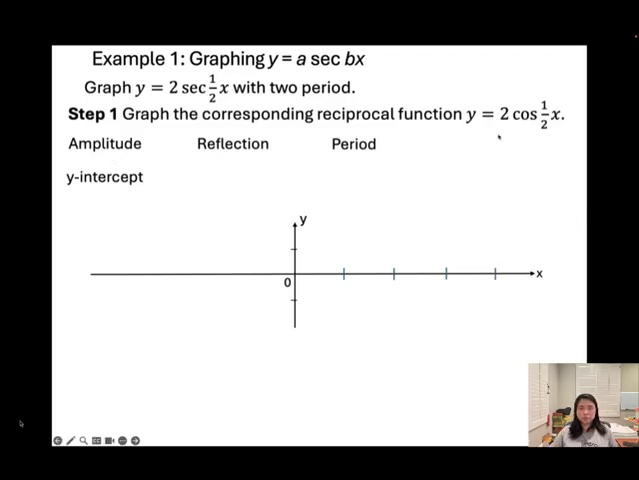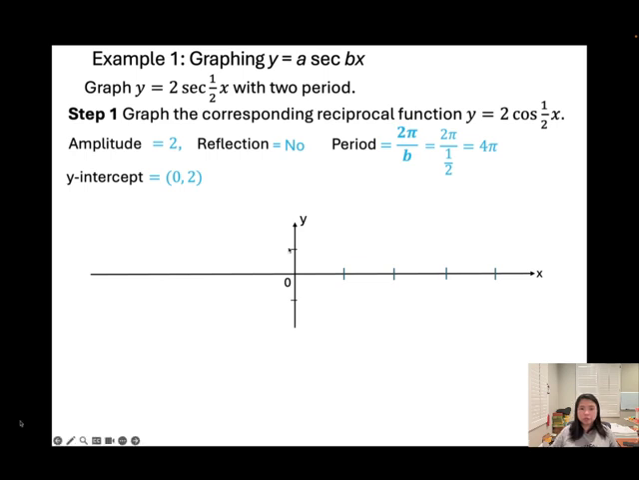So amplitude, that's going to be equal to 2. Do we have the reflection? No, right? Because this is positive, no reflection. Period, that will be 2 pi over b. And your b is equal to 1/2. So 2 pi divided by 1/2, which is 4 pi. Okay, y-intercept. Since the amplitude is 2 here, and we don't have a reflection, that will be (0, 2).